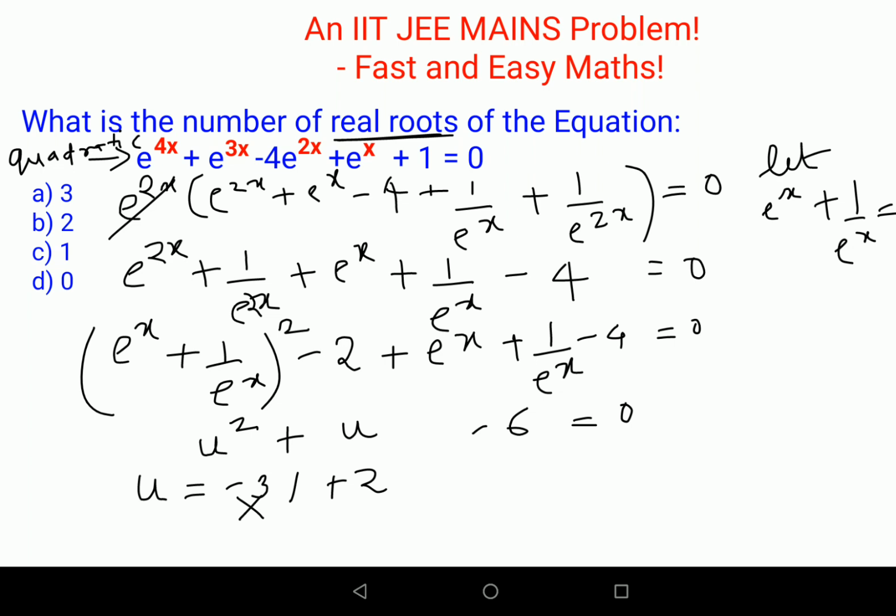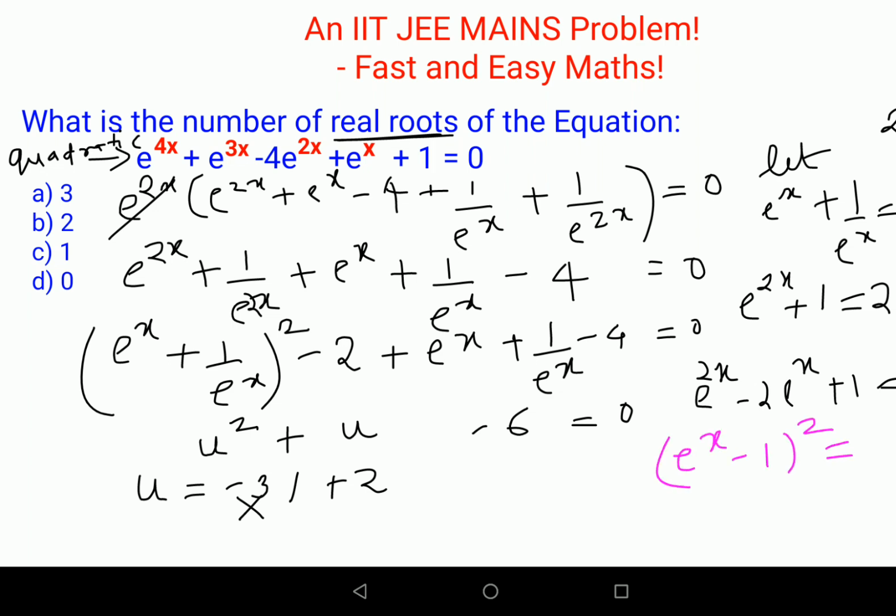So we can now say that e raised to x plus 1 upon e raised to x equals 2. Taking the LCM, we get e raised to 2x plus 1 equals 2 e raised to x, because this value is now coming out to be 2. Shifting everything to one side, we get e raised to 2x minus 2 e raised to x plus 1 equals 0. So this becomes e raised to x minus 1, the whole square, equals 0.